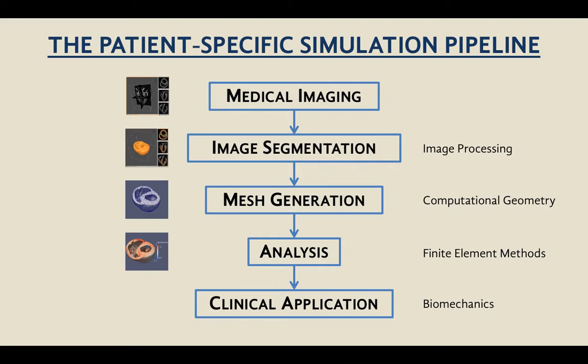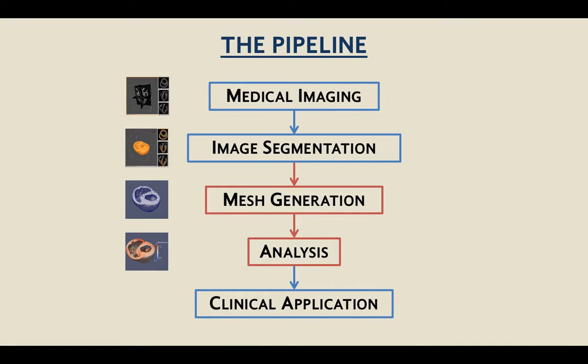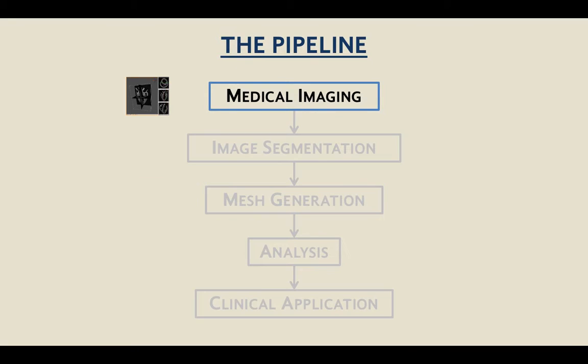There's a wide topical breadth to this problem. We have image processing, computational geometry, finite element methods, and biomechanics, of course. There's been a lot of progress made over the last couple of years in speeding up this process. Still, there's much room for speed up in segmentation and mesh generation and in the analysis. And today I'll talk mostly about mesh generation and analysis, but I'll go through the whole process briefly.